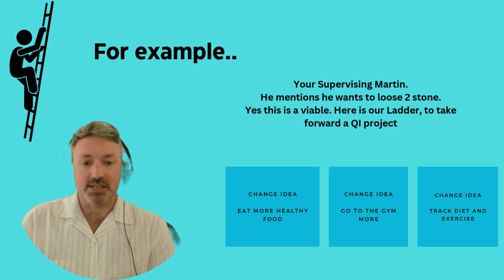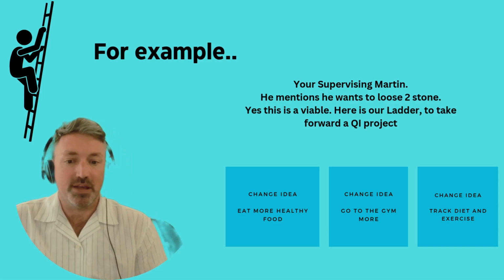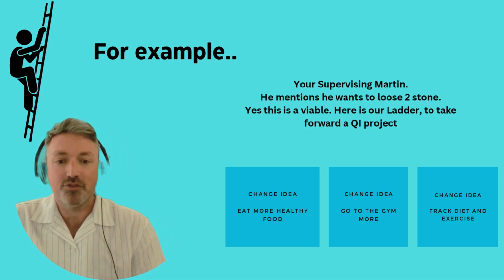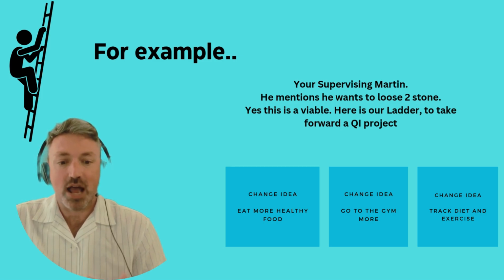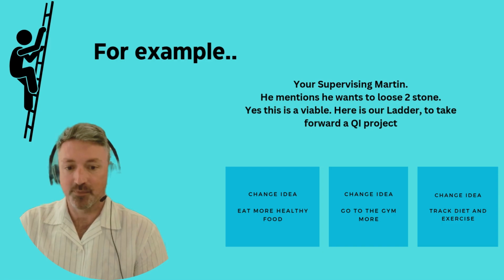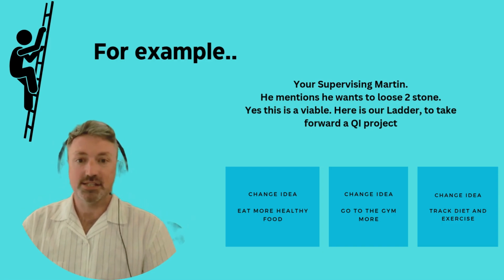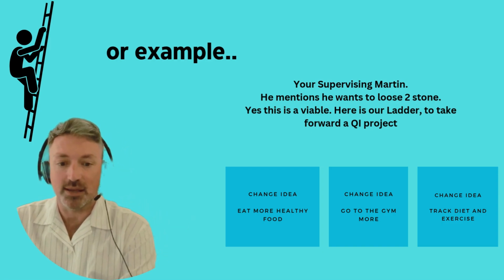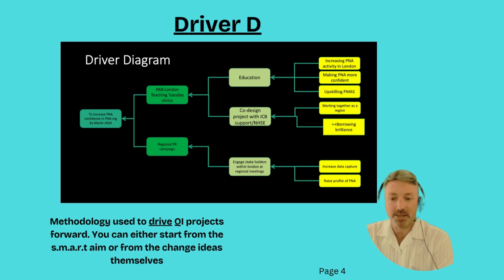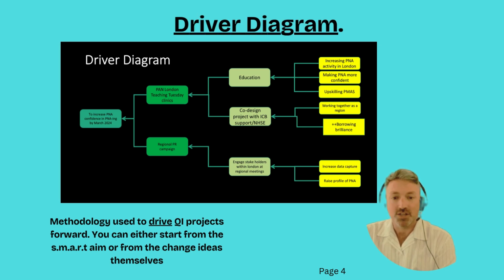And these change ideas, the 3 of them that he's come up with, is that Martin's going to eat more healthy food, he's going to go to the gym more, and he's going to track his diet and exercise. Lovely. So he started to do QI. In fact, he started to build his own driver diagram. So you can see the yellow boxes here, they're the change ideas. So they're what you want to change.